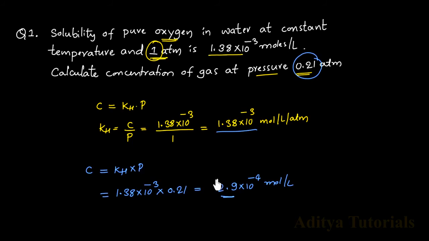You just observe here how it is changed. Here at 1 atm, 10 to the power of minus 3 moles per liter is dissolved. As you decrease the pressure, the amount is also decreased. It is of the order of 10 to the power of minus 4, or I can write this as 0.29 into 10 to the power of minus 3 moles per liter. Check the value. It is so much less as compared to the first one here.